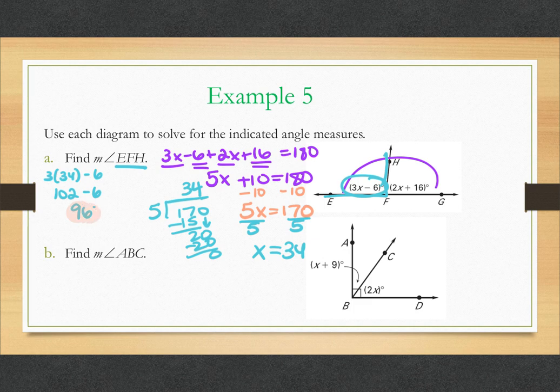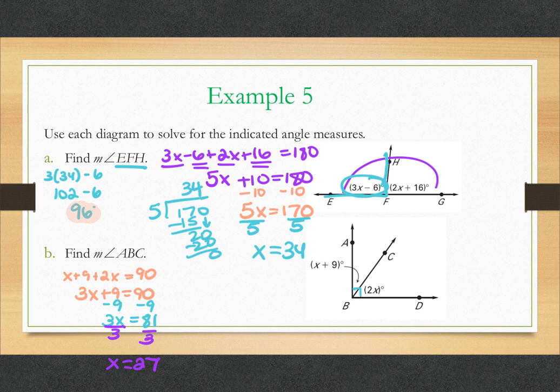The next one says, find the measure of angle ABC. This time you've got a little right angle marked here, which tells us that x plus 9 plus 2x equals 90 degrees. 3x plus 9 would equal 90 degrees. Subtract the 9. 3x equals 81. Divide by 3. And x equals 27.